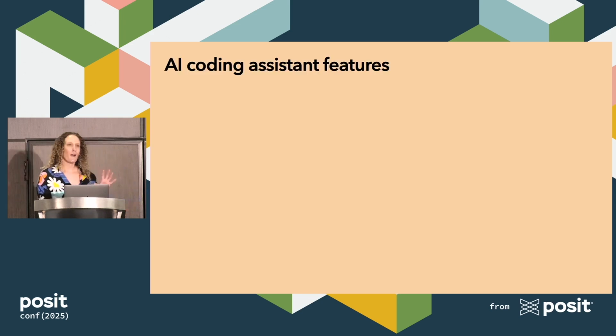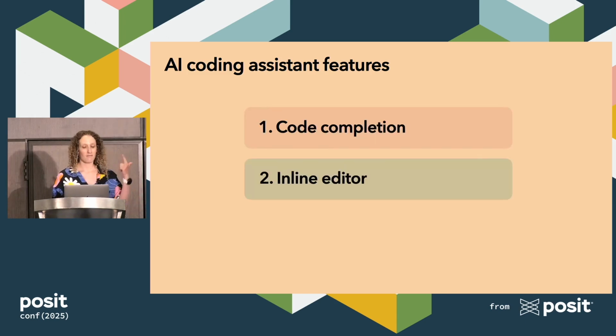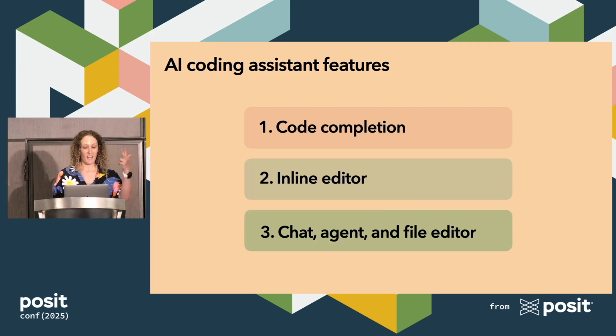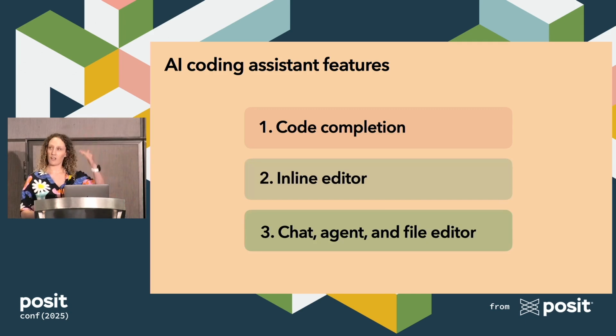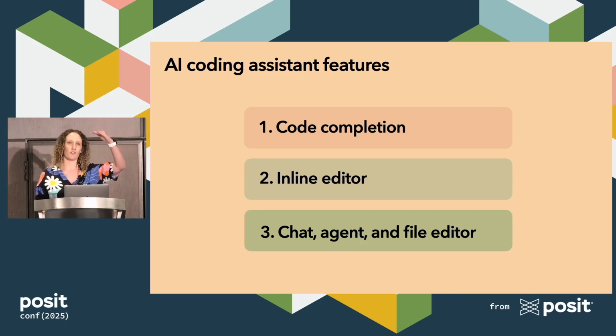So to show you how they're helpful, all I've shown you so far is the agent, and one kind of big, vague, irresponsible example of the agent. So I'm going to take a step back and show you what else these AI coding assistants can do. They can do code completion and inline editing. They have a chat, an agent, and a file editor. I'm going to go through and give you some examples, especially for those of you who haven't seen these, in order of increasing sophistication.